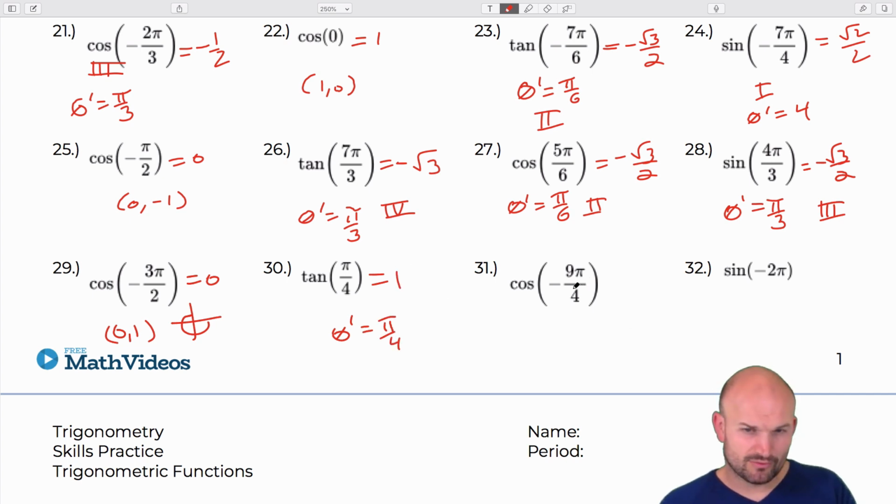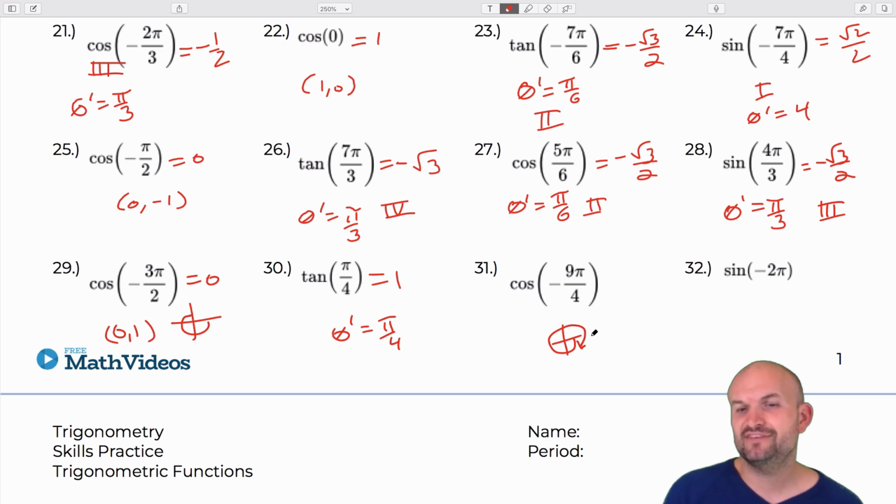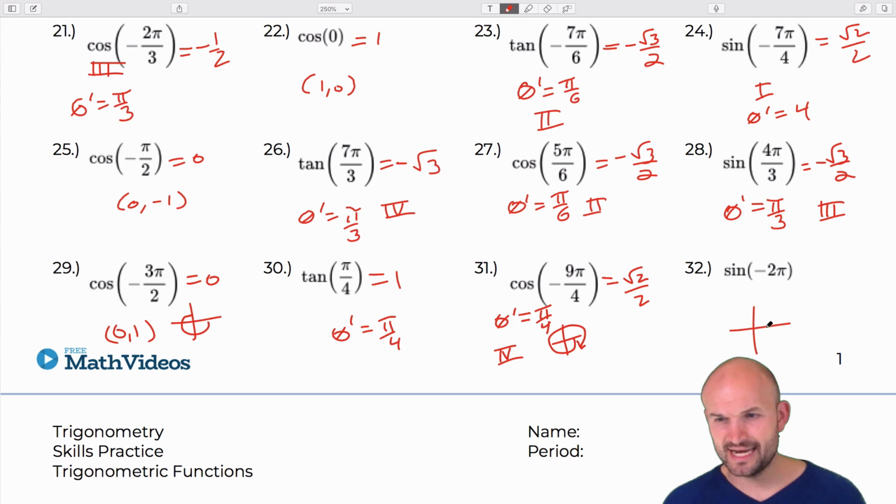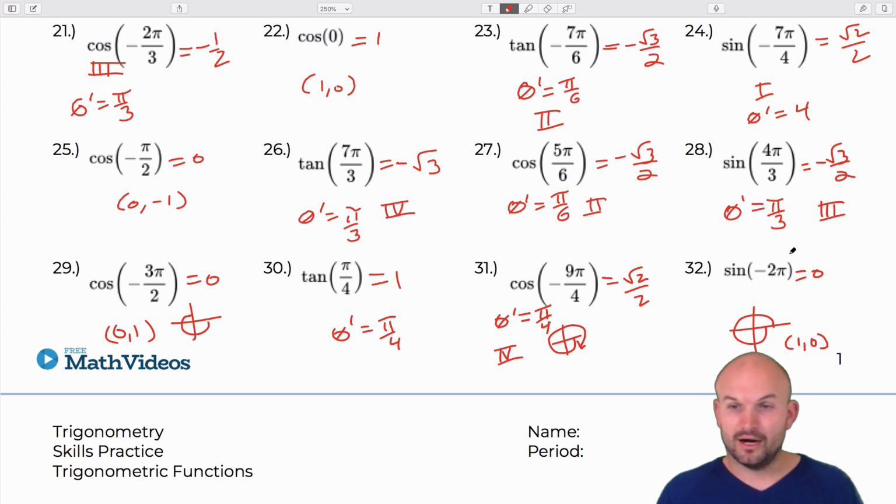This is larger than a revolution, but it's in the negative direction, right? So this is basically going all the way down there. So it's going to be in the fourth quadrant with the reference angle of pi over 4. So pi over 4 is equal to reference angle, and it's in my fourth quadrant. And the cosine is going to be a positive square root of 2 over 2, because cosine is positive. And a negative 2 pi is just going to be there, which is the coordinate point 1, 0, where sine is equal to 0. All right, there we go, guys.